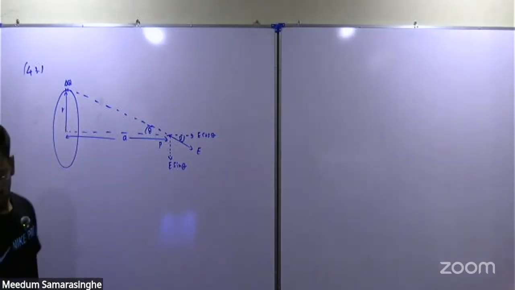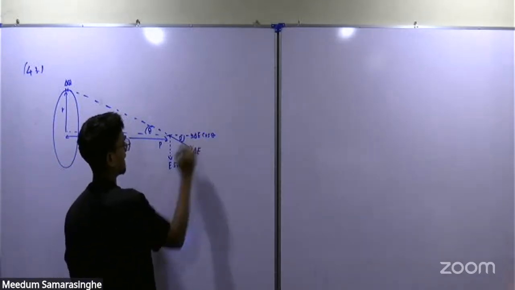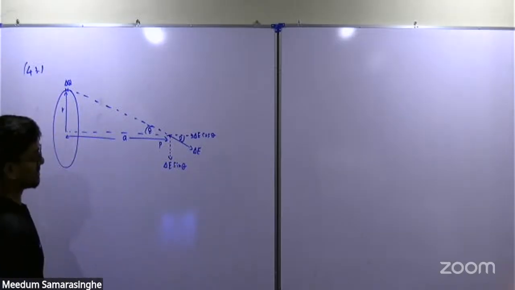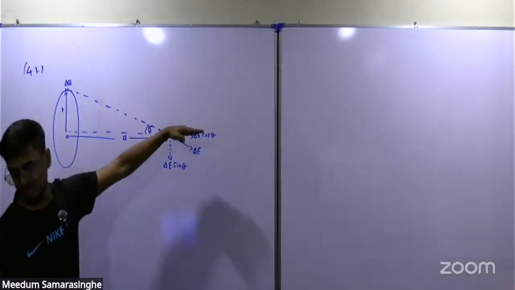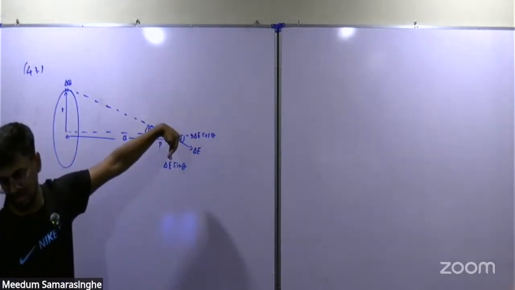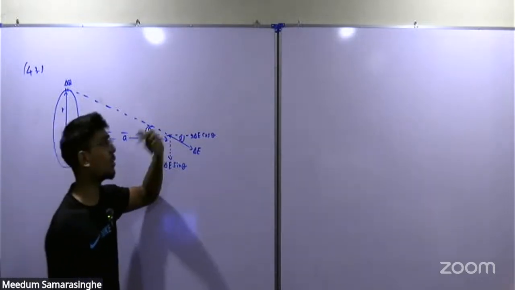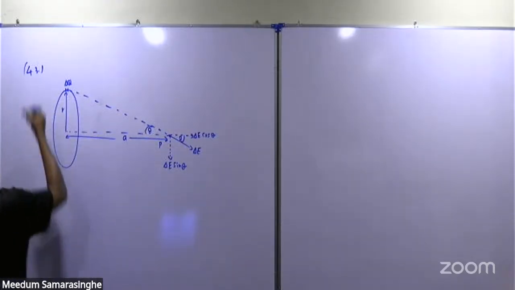Now I'm going to find this small electric field strength. Let's say delta E. Delta E is the electric field strength due to this small charge. So the electric field in this direction is E cos theta, and in this direction it is E sin theta, right? Now, to find the total electric field strength, you need to consider the entire ring.